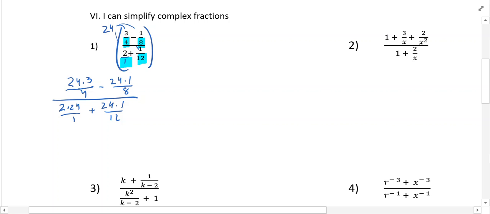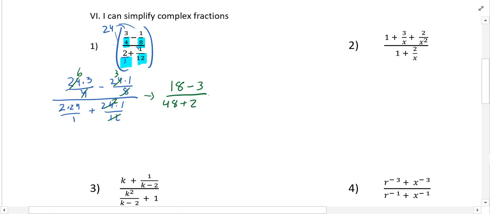because here 24 divided by 4 is going to leave you with 6. So 6 times 3 gives you 18. 24 divided by 8 here is going to give you 3. So 3 times 1 is 3, so 18 minus 3 over, so on the bottom we have 2 times 24, which is 48. And then we have plus 24 divided by 12, which is 2, times 1, which is just going to give us 2.